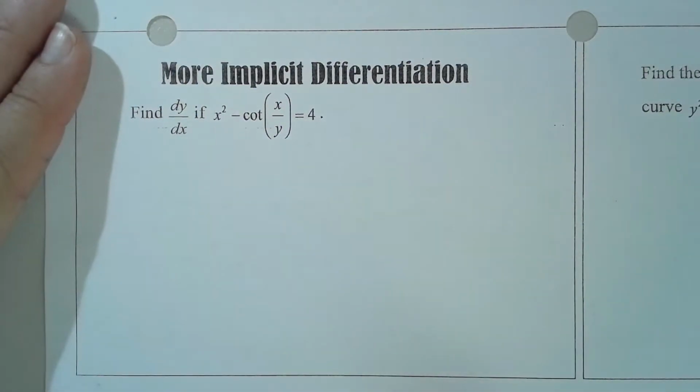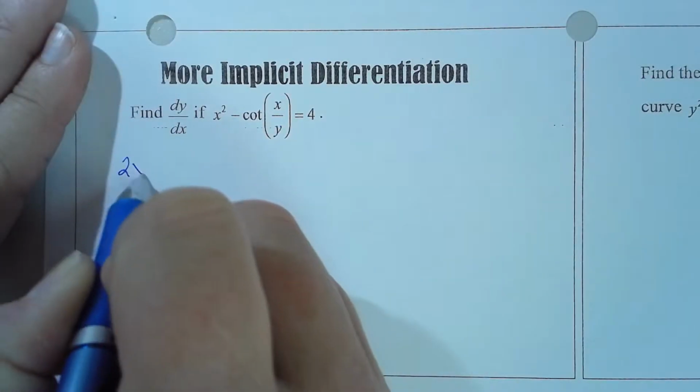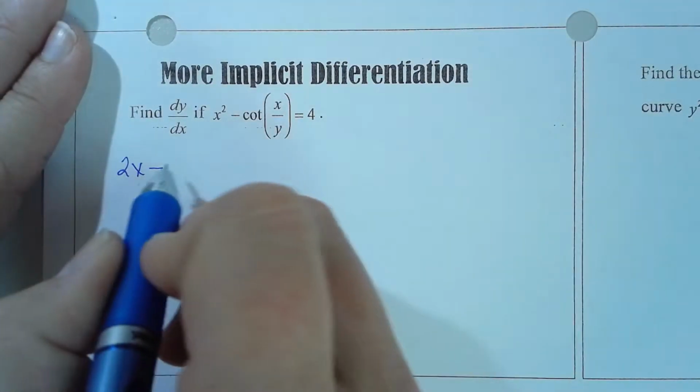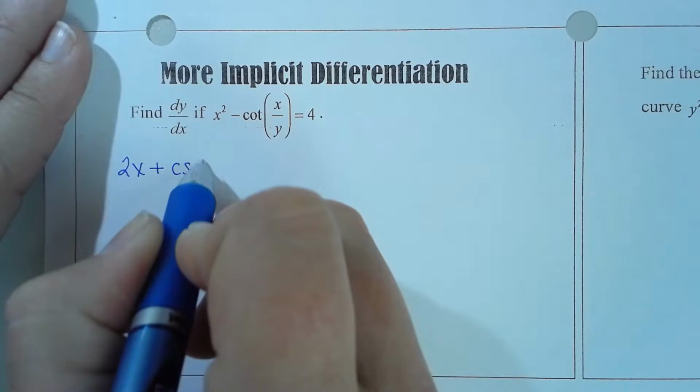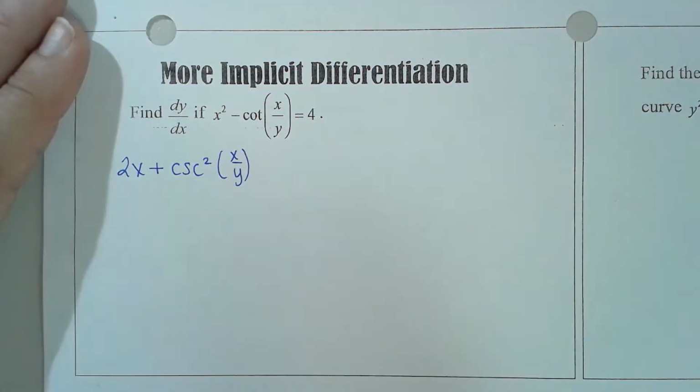So I don't see anything that's obvious to simplify. If you see something that will make it simpler, then I would go ahead and do that, but I think we're going to leave it alone. So the derivative of x squared is 2x minus, and we have a chain rule here. The derivative of cotangent is negative cosecant squared. So I had a minus, but then we're subtracting a negative.